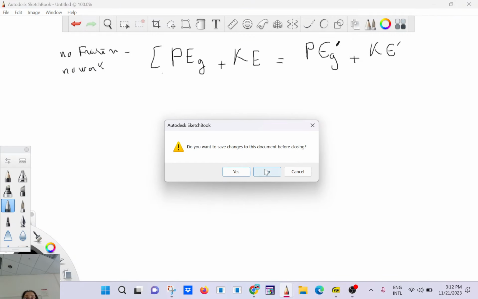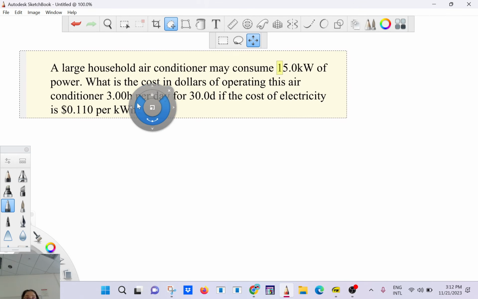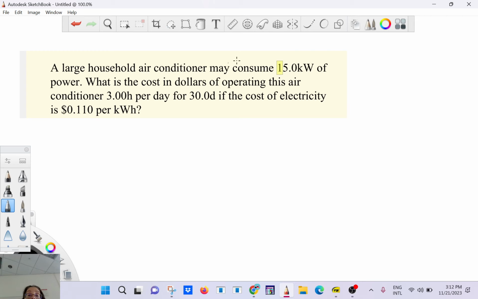AC consume a lot of energy. AC, air dryer, microwave. So it's already in kilowatts, so you don't have to do anything. You don't have to divide by 1,000. Power is kilowatt. 3 hours per day for 30 days. So for how long? It's going to be 3 times 30. Is that right? Did I make a mistake? No?